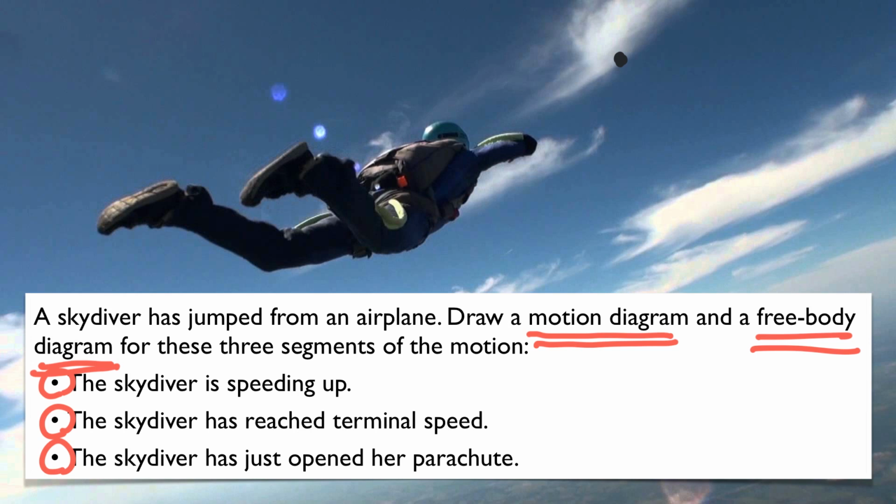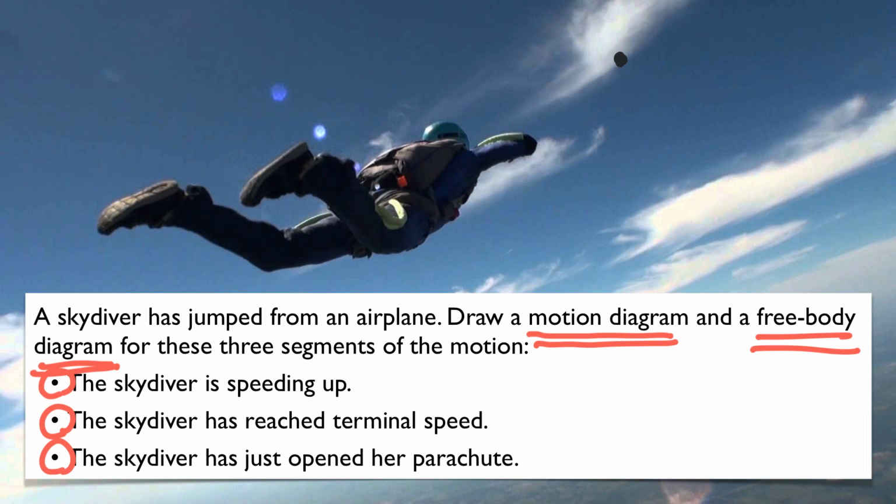Well, the weight force is acting downward, but there's also an upward drag force, and I'm going to draw it exactly the same magnitude as the weight force because we know the net force must be equal to 0. So at terminal speed, the weight force and the drag force are equal. The net force is 0. There is no acceleration. My assessment is that's perfect because she has reached terminal speed. And that's the definition of terminal speed. She is not speeding up anymore.